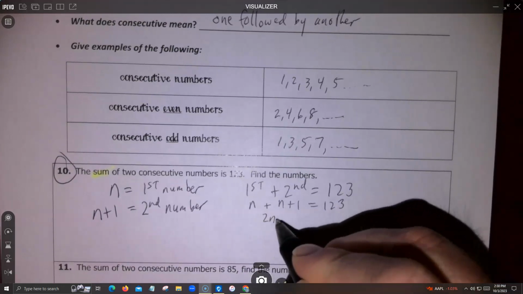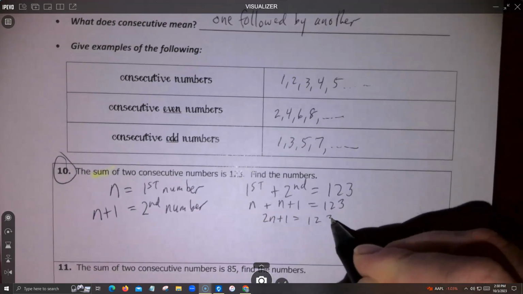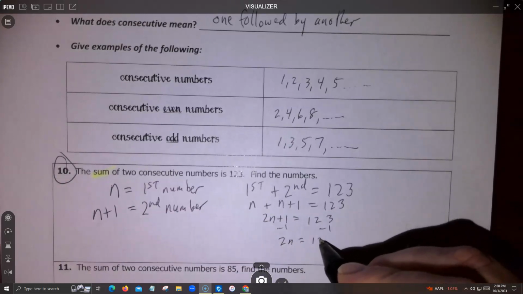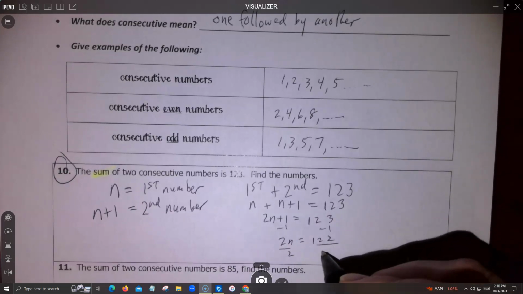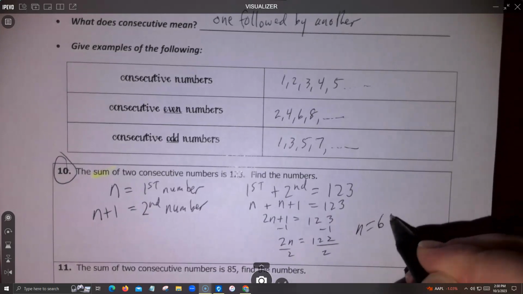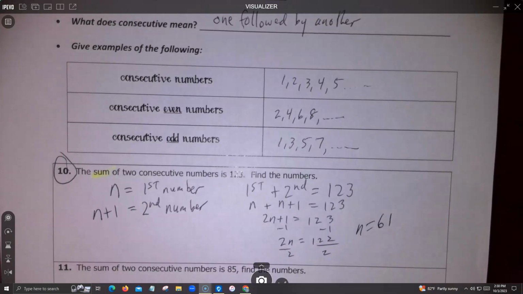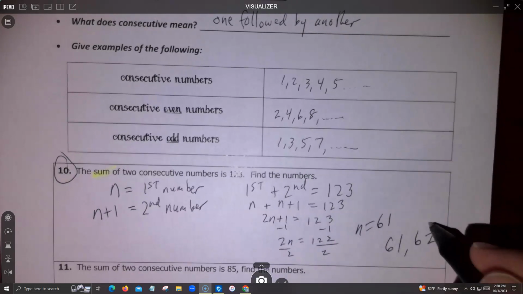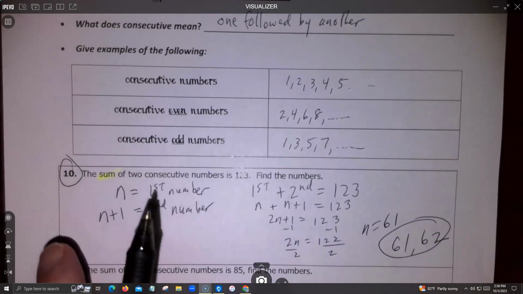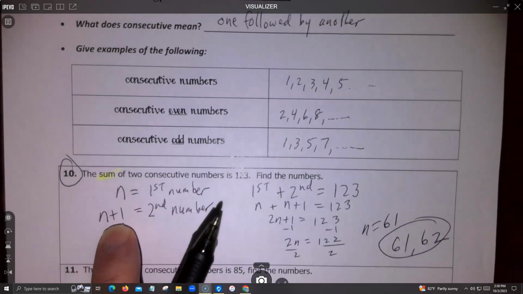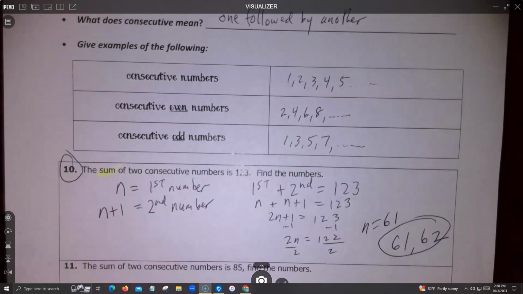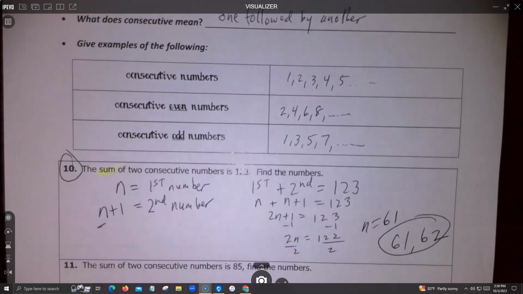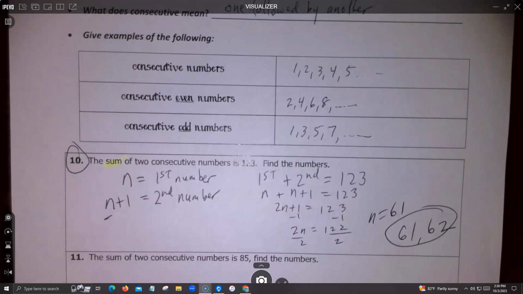So all I have to do is solve this, combining like terms, subtracting 1, we get 122 divided by 2, that's 61. And again, if 61 is the first number, then 62 is the second number. And I'm done. Again, just double check. Was I supposed to do that? Yes. First number, second number. All I have to do is put the 61 in here. I don't have to do that because the math is easy, but if I had to double check, that's what I would do.